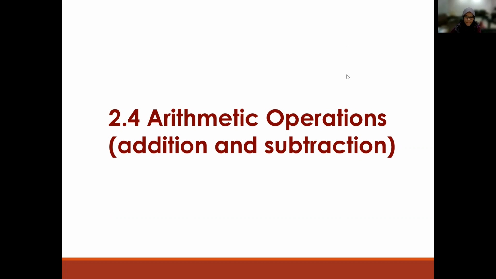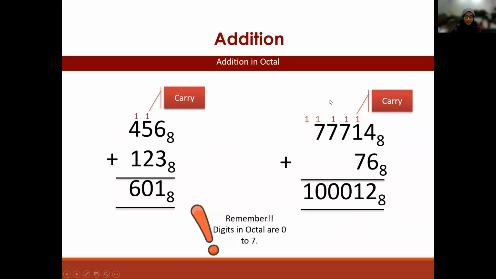All right, let's start with the addition first. So this is the addition in octal. If we have two octal numbers and we need to add them, all right.